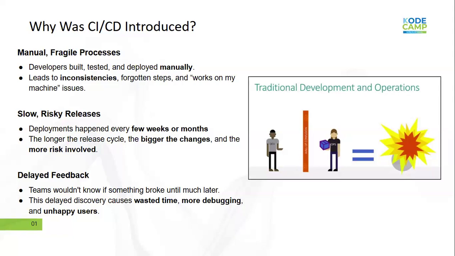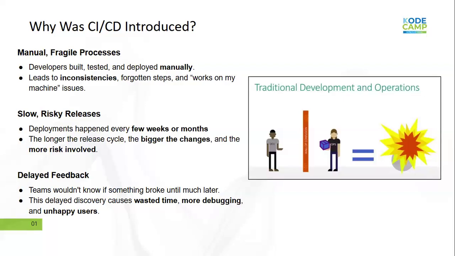You understand? The longer the release cycle, the bigger the changes and the more risk involved. Because at every point in time, there will always be a need for change. And when there is no automation in these deployments, the changes take longer. And the longer the changes take, the more changes start coming on board, which does not make sense. So CI/CD was built as a response to this.